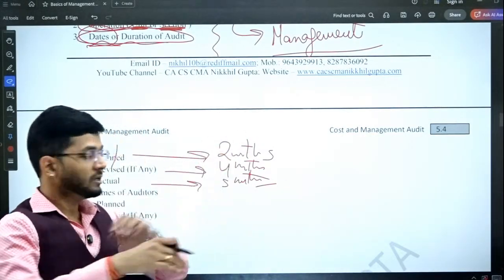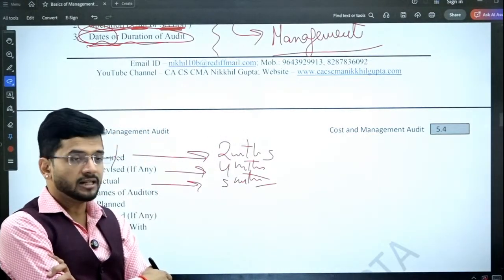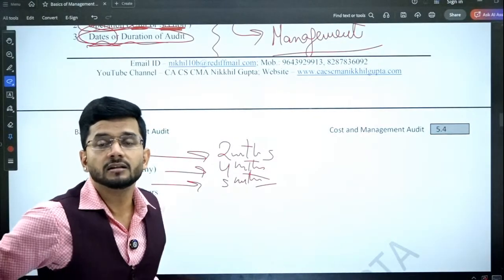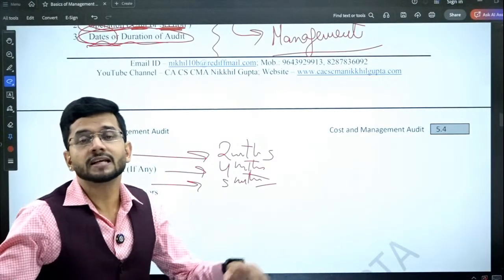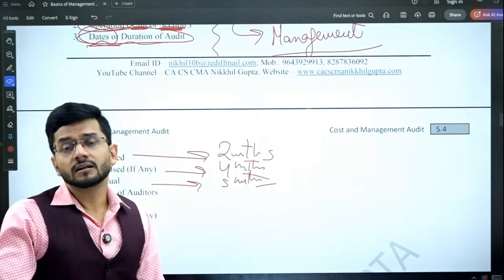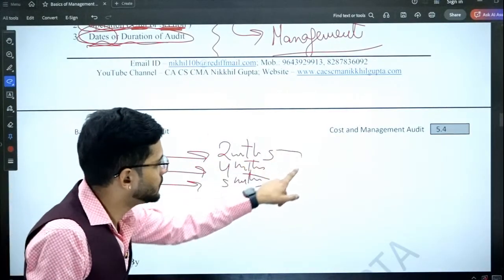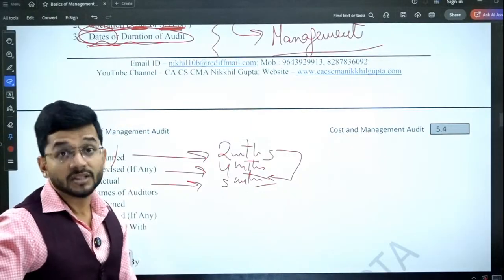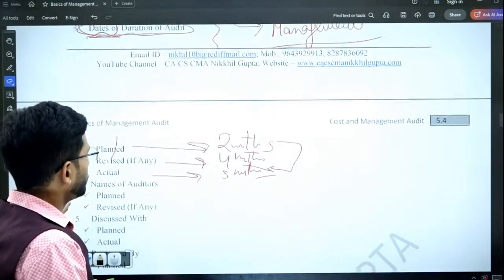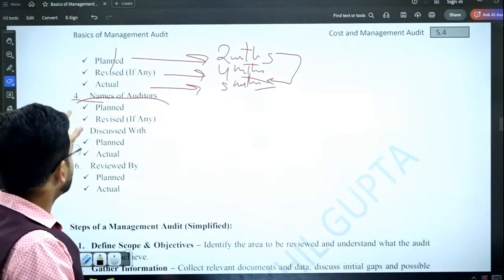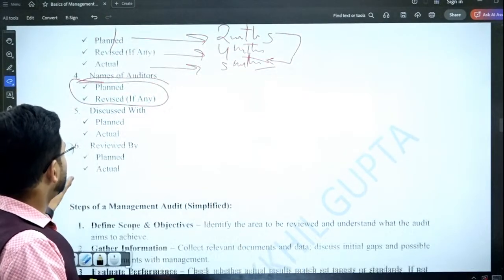You will say that, earlier it was planned for 2 months, but I did not get the data. I got data very late. My team did not get the adequate data to conduct management audit. You will say that. So whatever is your reason, why did the audit get so late? Why were 3 months additional undertaken for audit? This can be an effective question that can be answered. Names of the auditors. Who are the auditors? This you need to tell.